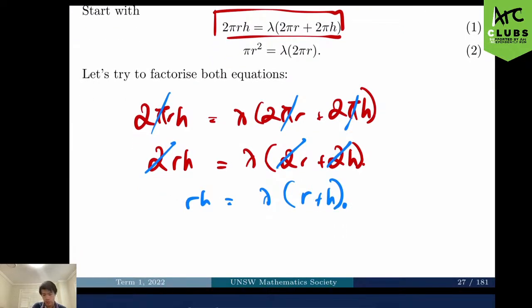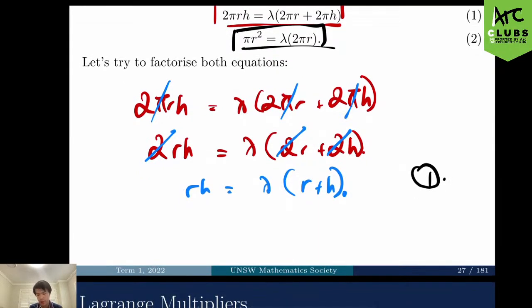And then we'll look at the second one. We'll get pi r squared equals lambda times 2 pi r. First of all, we can get rid of the pi right off the bat.